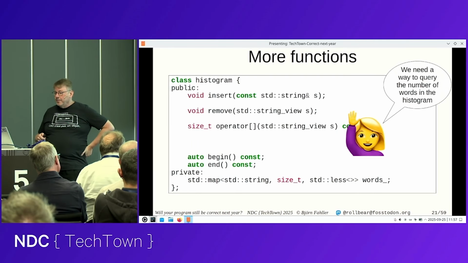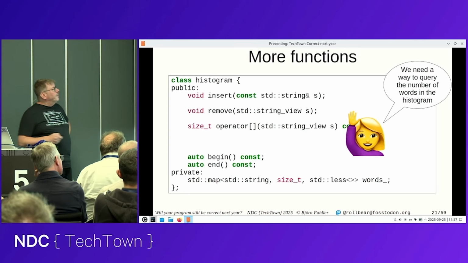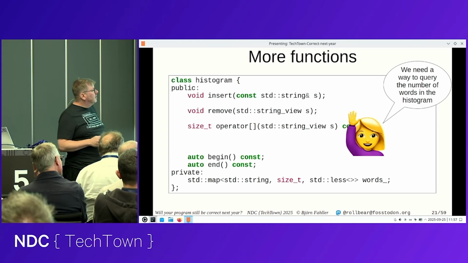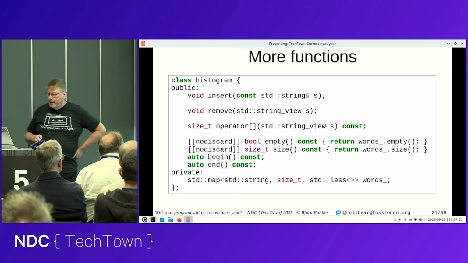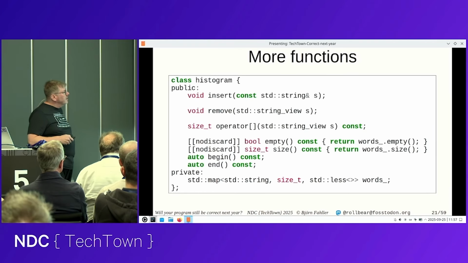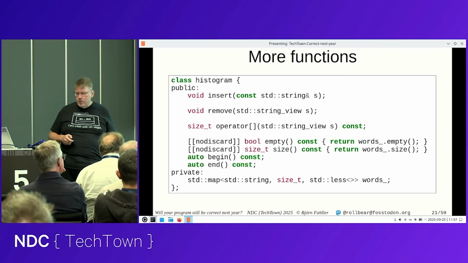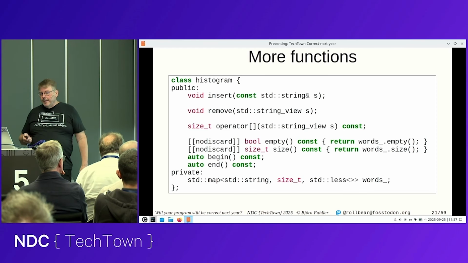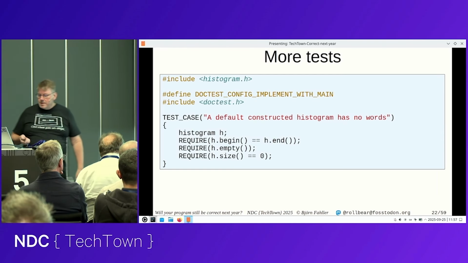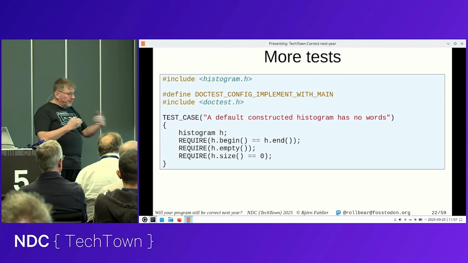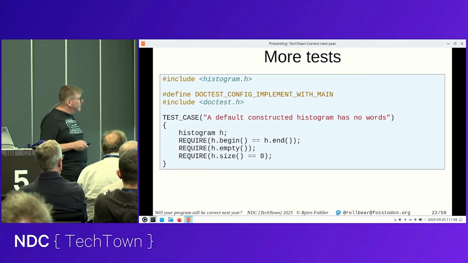Let's do some more. We need to be able to query the number of words in the histogram. That's a reasonable thing to ask. So we can create a size function and why not an empty function? That makes sense to ask, are there any words at all or not? Yeah, we can do that, and we can add some tests. A default constructed histogram has no words. We already had that test, but I'm expanding it a little bit here now.